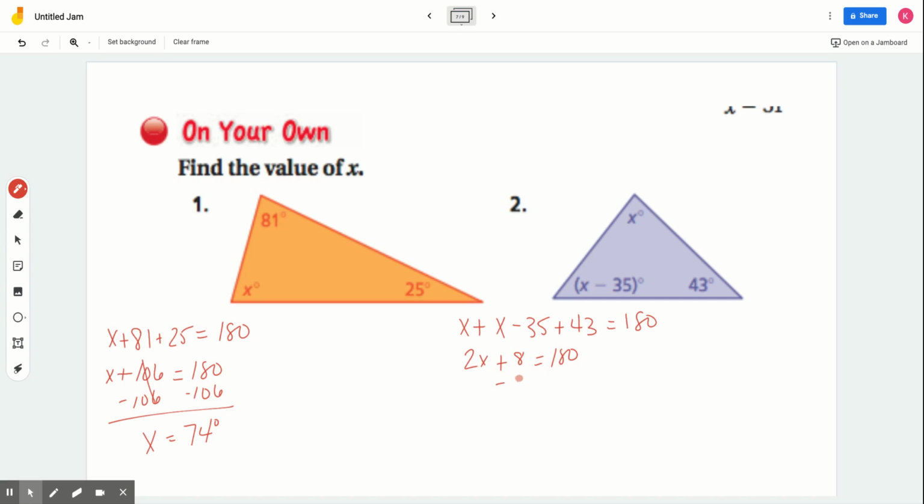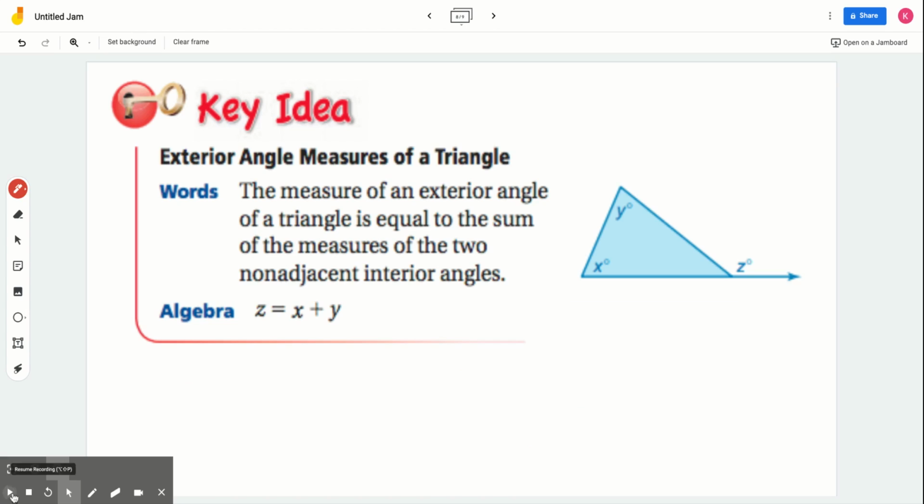Now we can subtract 8 from both sides to see that 2x is equal to 172. When we divide by 2 on both sides, we find that x is equal to 86 degrees.